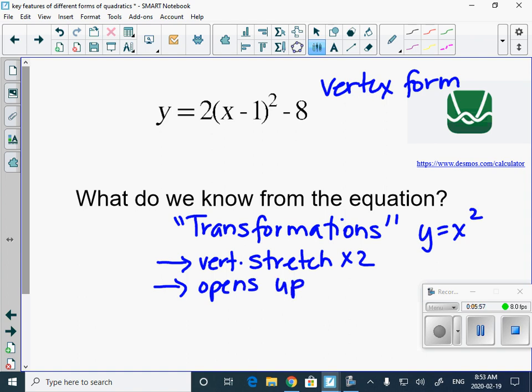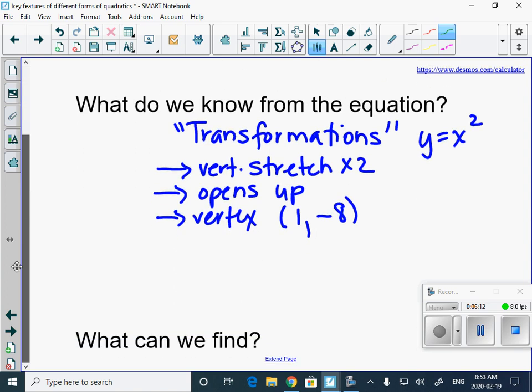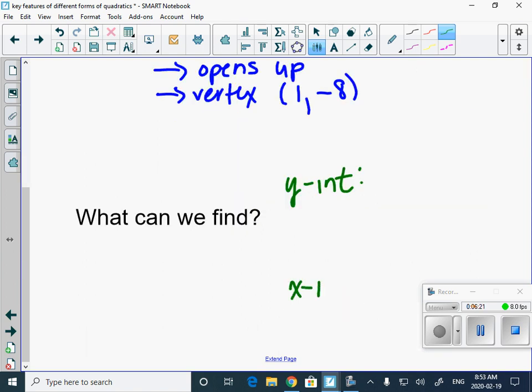And because we know the translations left, right, up, down, we know the vertex. It is 1 to the right, down 8. That's weird. It has the same vertex as the last one. Odd. Anyway, my second question is, what can we find? Can we find the y-intercept? Can we find the x-intercepts?